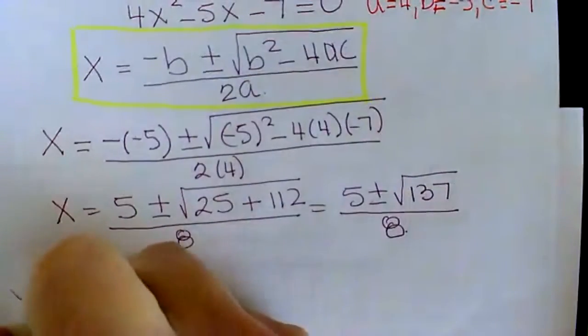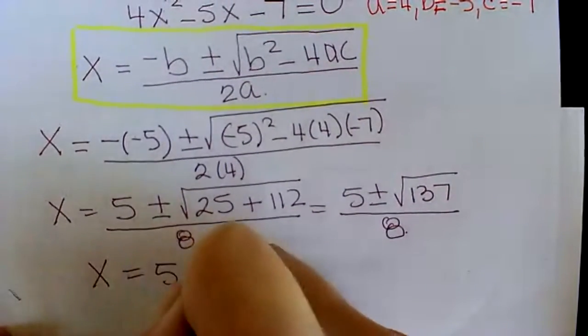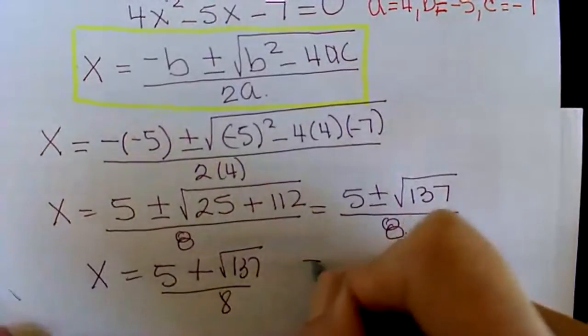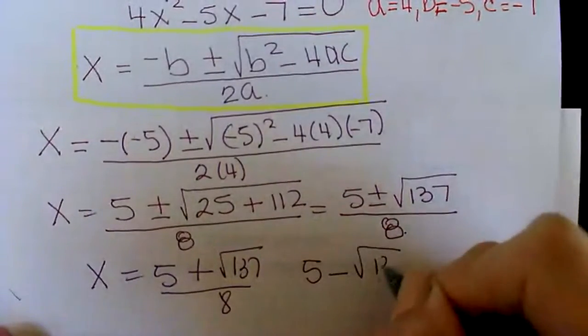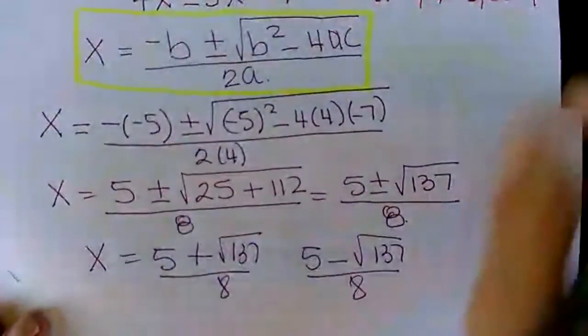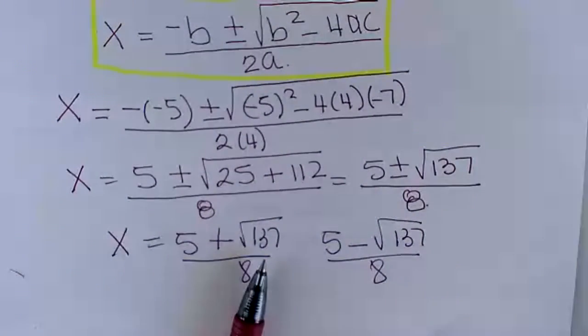So one answer is going to be 5 plus the square root of 137 divided by 8, and 5 minus. Great job to all of you guys. All of you, great job.